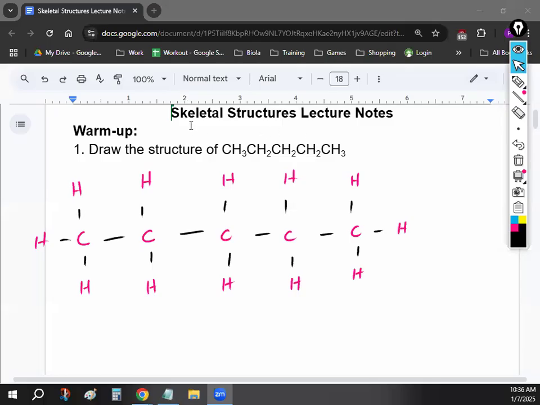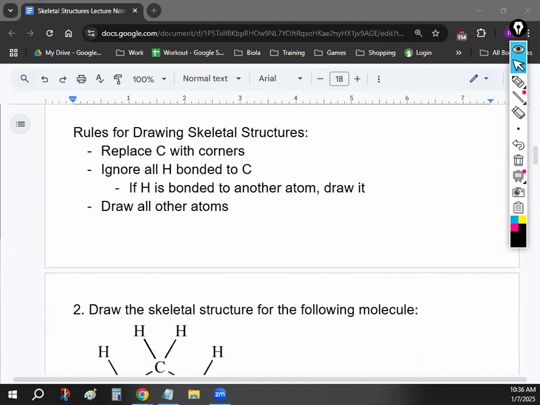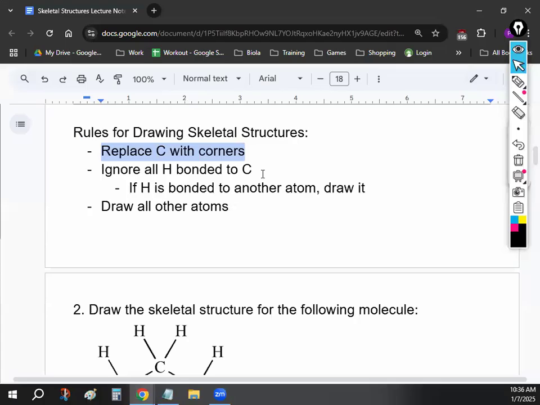All right, so today we're going to learn how to draw the last type of structure I'm going to teach you guys about. And this one is called skeletal structures. And there are a couple of rules that we need to write down because they apply to skeletal structures. So let's copy them down first. The first rule for skeletal structure is you're going to replace all of the carbons with corners. I know that might sound a little weird, but I'll show you guys what it looks like in a second. You're going to replace every carbon with a corner. Just write that down.